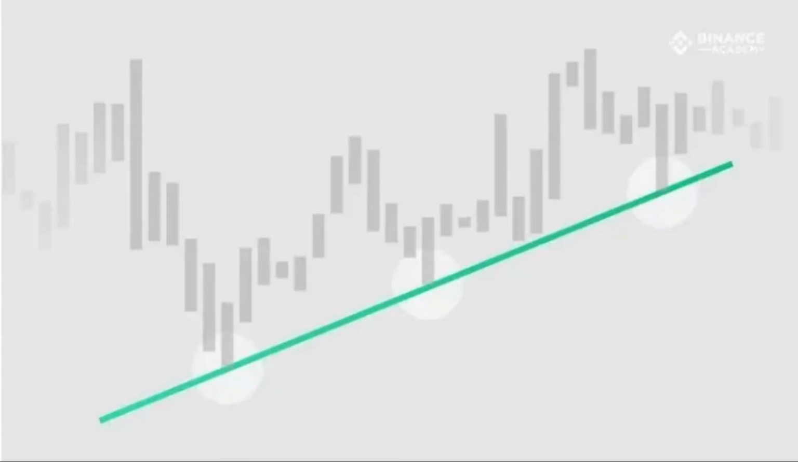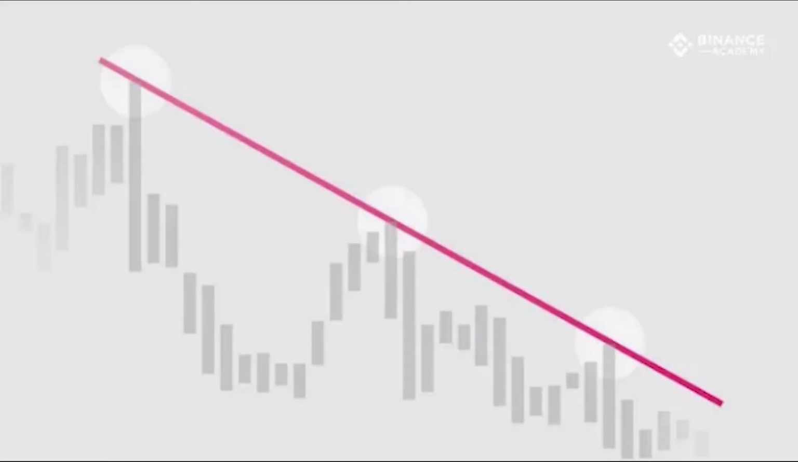As the name suggests, an uptrend line is drawn from a lower to a higher chart position. It connects two or more low points, as this illustration suggests. In contrast, a downtrend line is drawn from a higher to a lower position in the chart. It connects two or more high points.